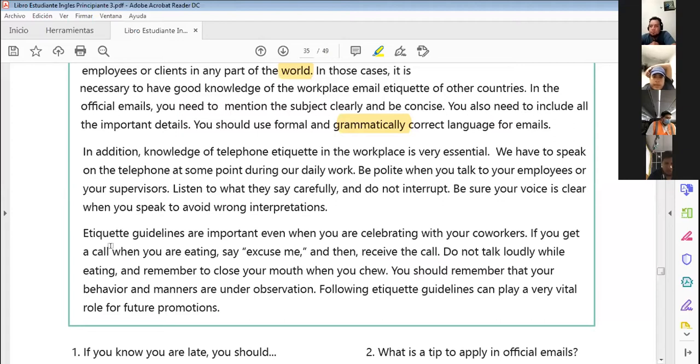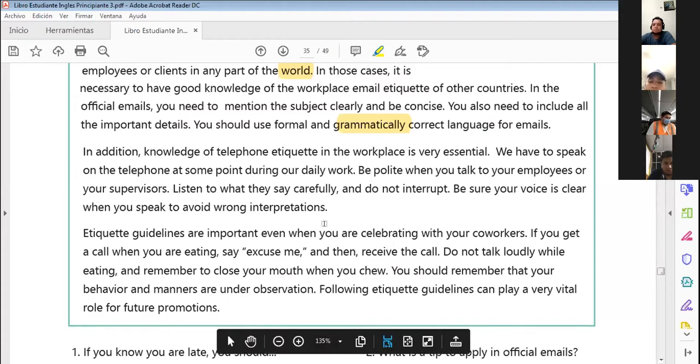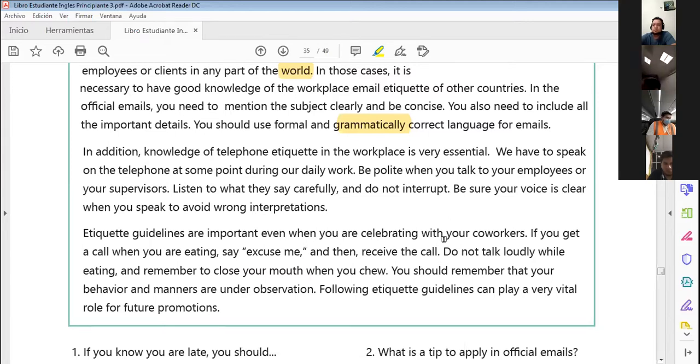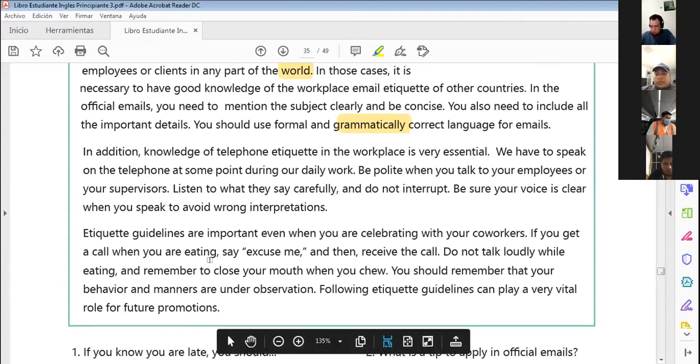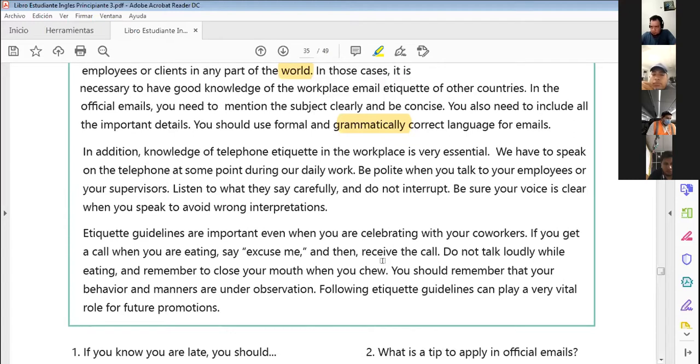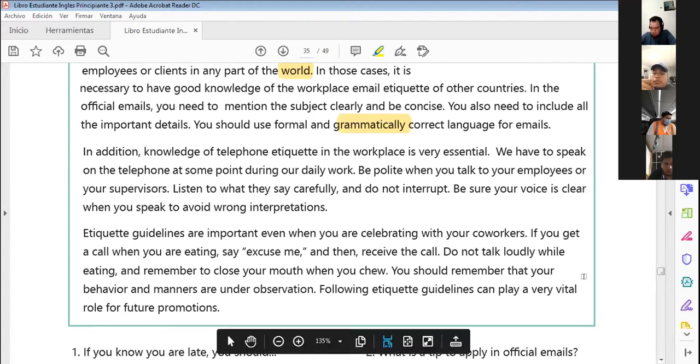Etiquette. We can't hear you well. Can you hear me? I think we're having problems with your audio, Roberto. Etiquette guidelines. Thank you. Are important even when you are celebrating with your coworkers. If you get a call when you are eating, say, excuse me. And then receive the call. One more time, receive. And then receive the call.